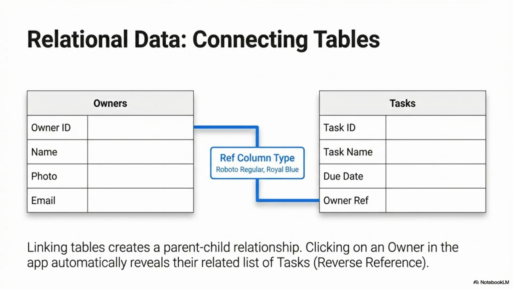Relational data is about connecting tables, creating a parent-child relationship. Using a ref column type allows you to link records, so clicking on one item, like an owner, automatically reveals their related list of tasks.